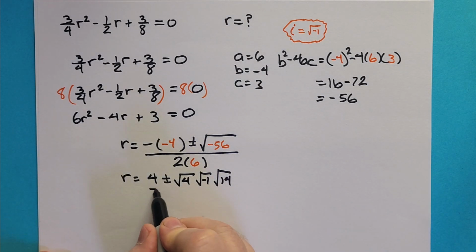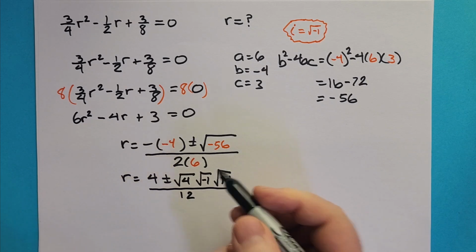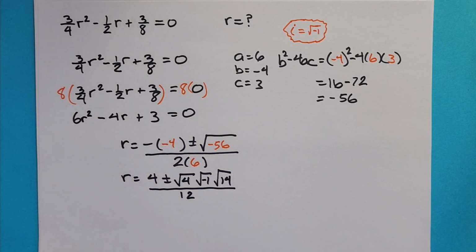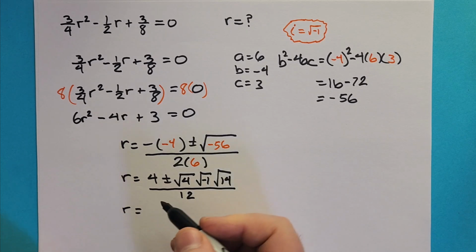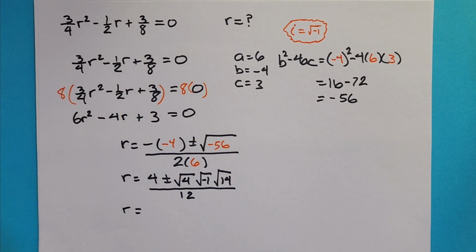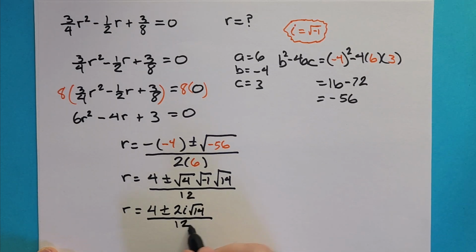And then the denominator is 12. So it looks like we'll be able to do a lot of reducing in these two roots. Even though the roots are going to be somewhat complicated, it will reduce. So we're going to have a 4 plus or minus, we'll take the square root of 4, it's going to be 2. Square root of -9 is the number i, and then we have the radical 14, and the whole thing is divided by 12.